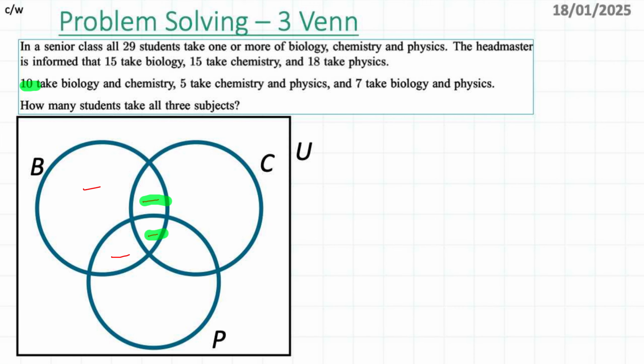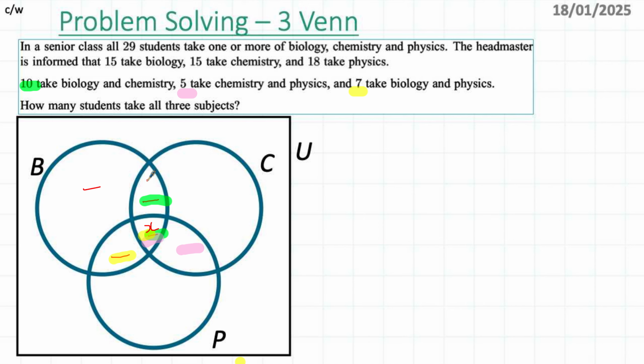And then they tell you 5 take chemistry and physics. So chemistry and physics would be these two. So these two would be 5. And then 7 take biology and physics and so on. So we don't have information about who takes all 3. Let me just fill up the last one. So 7 take biology and physics. We don't have information about all 3, but we know, so we represent it with an X. And then we build up to the next intersection.